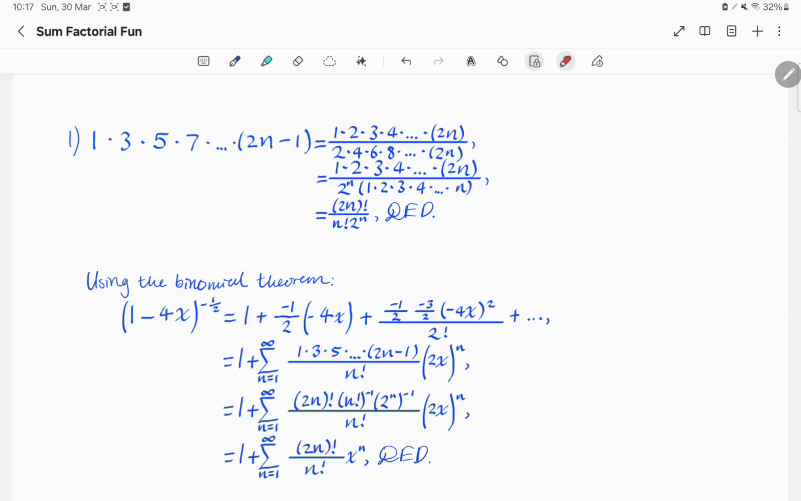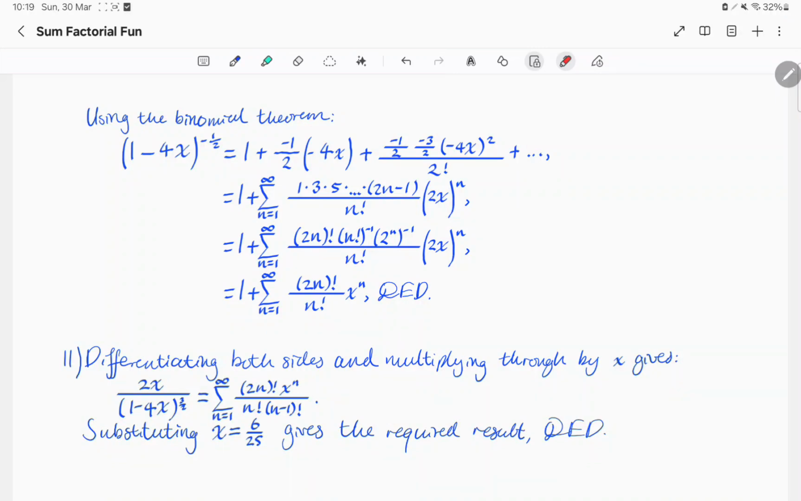This is equal to 1 plus the sum from n equals 1 to infinity of 1 multiplied by 3 multiplied by 5 all the way to 2n minus 1 all over n factorial, all multiplied by 2x to the n. This simplifies down to 1 plus the sum from n equals 1 to infinity of the factorial of 2n over n factorial, all multiplied by x to the n as required.